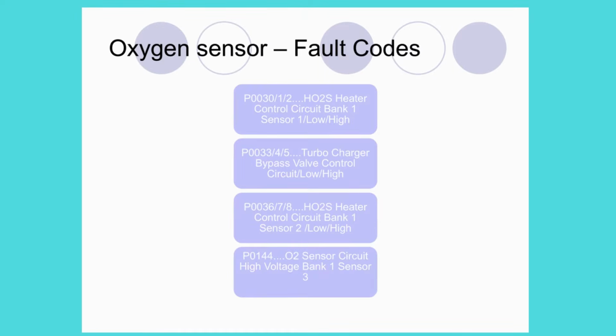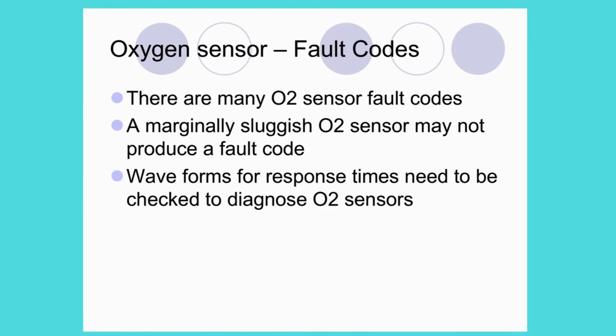These are some typical oxygen sensor fault codes. There are many oxygen sensor fault codes. A marginally sluggish oxygen sensor may not produce a fault code. Waveforms for response times may need to be checked to properly diagnose oxygen sensors.